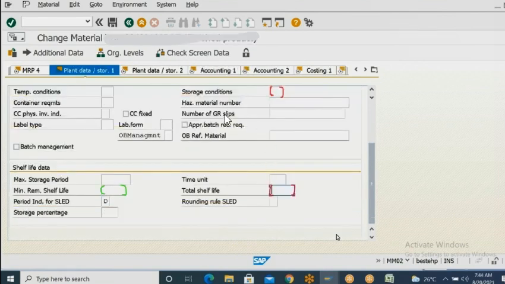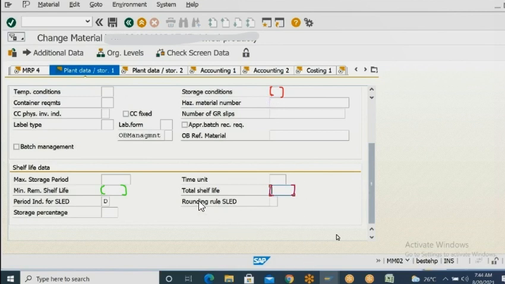Next, in the next screen, we have storage conditions. This field is one of the parameters to determine storage location in the delivery document. We know storage location is determined based on shipping point, plant, and storage conditions. So storage conditions is one of the parameters to determine storage location in the delivery document.